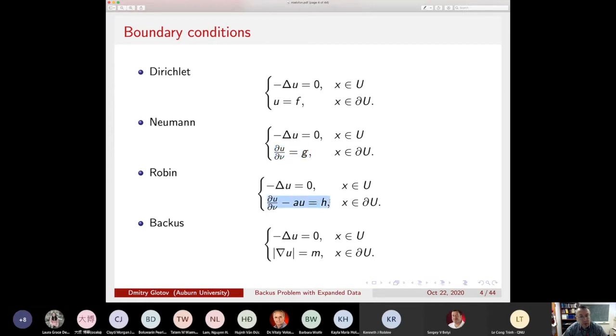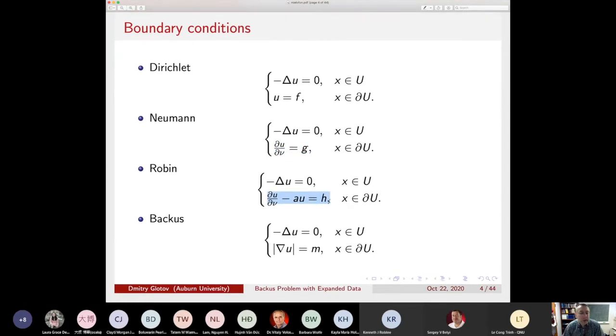A combination of the two is the Robin boundary condition, where we have the normal derivative of u minus a constant times u is a prescribed value. In applications, this may be called an evaporation condition, and it basically says that the flux is proportional to the difference between the temperature, for example, or the concentration inside of the domain and outside of the domain.